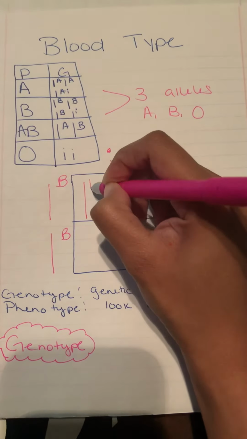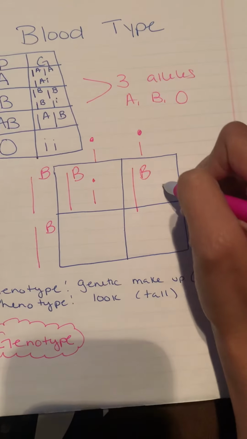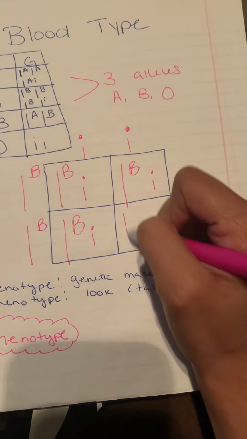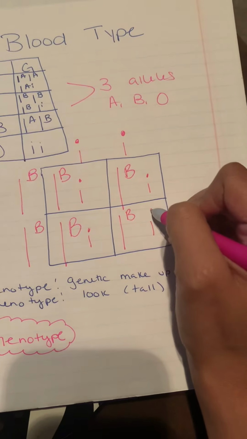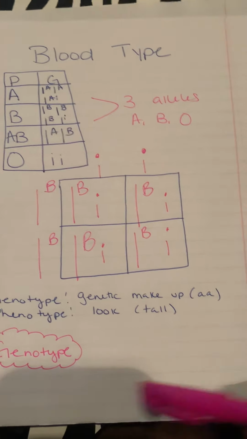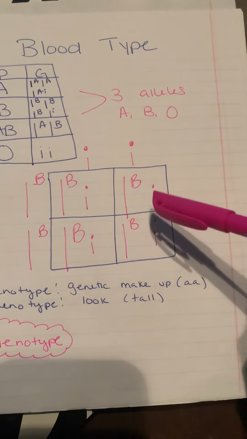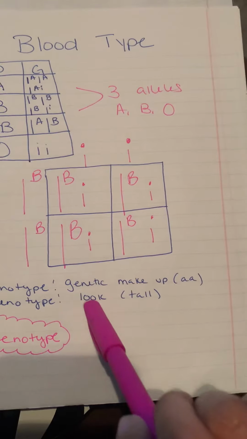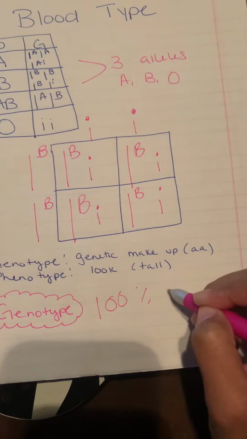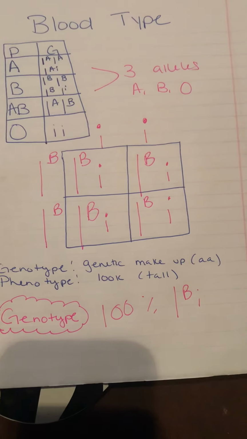So we'll go just like this, IB, i, and then we'll go from here to here, IB, i, here to here, IB, i, IB, i, right? Coincidentally, all of these offspring are the same. So we want to know the genotype for our kids here, our offspring here, right? So then we would look here. Remember, genotype would be genetic makeup, right? So our genotype is 100% IBi, right? Because that's what we have on the inside of the Punnett square.